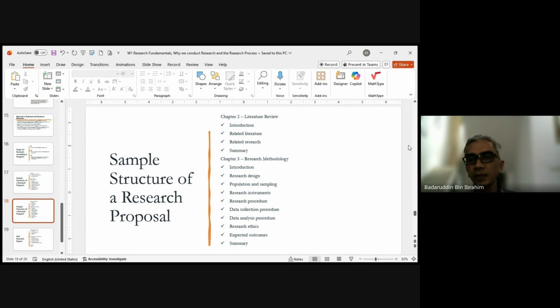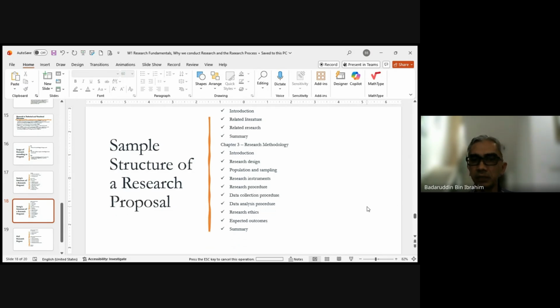And then chapter 3 is your research methodology. Of course, again, there are 8 or 9 subheadings. Again, this is considered a must have in your writing, which includes introduction, your research design, your population and sampling, research instrument, research procedure, data collection, data analysis, research ethics, expected outcome. Yes, in the proposal, you must have the expected outcome because it's still the proposal stage.